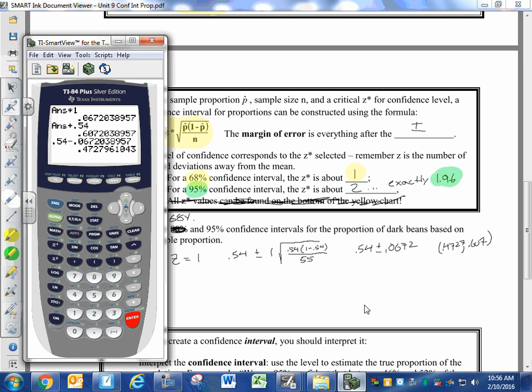Now, if you wanted to do this all at once, you could do 1 times the square root. Turns out you don't need the parentheses. You can just do 0.54 times 1 minus 0.54. Close your parentheses for that. Divide that all by 55. It actually works out. You don't need that parenthesis there. And you get that value that we were looking for at 0.0672. So that's done all at once. It's up to you whether you want to do it one step at a time or all at once.